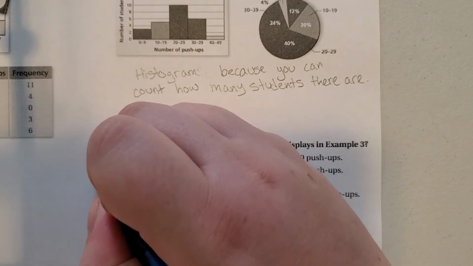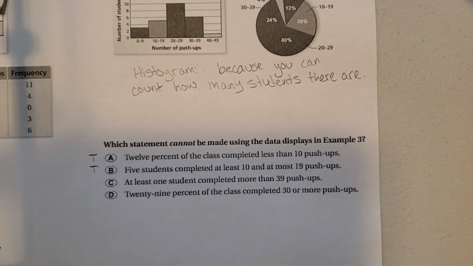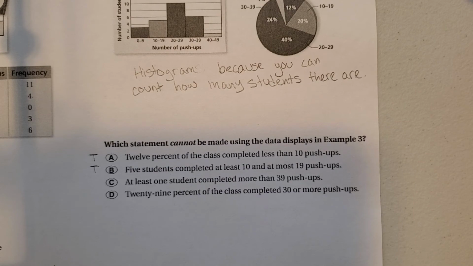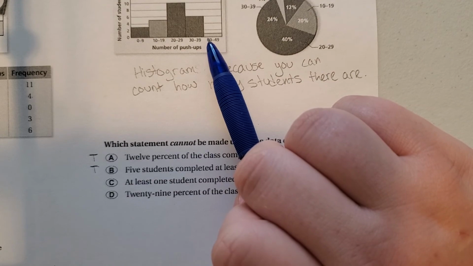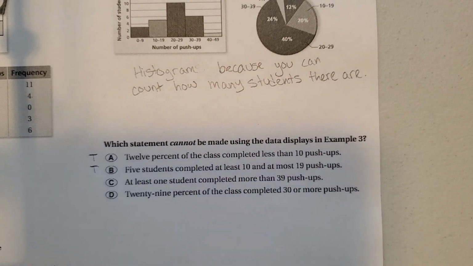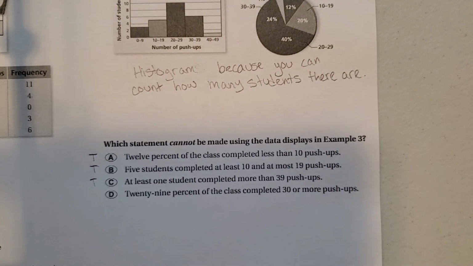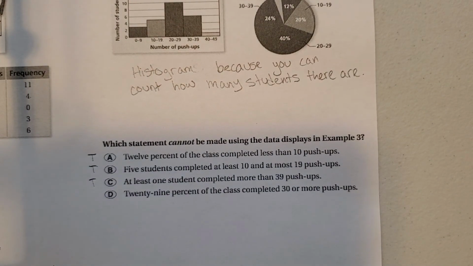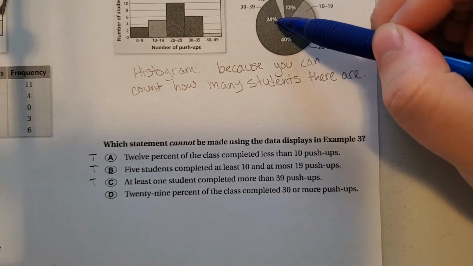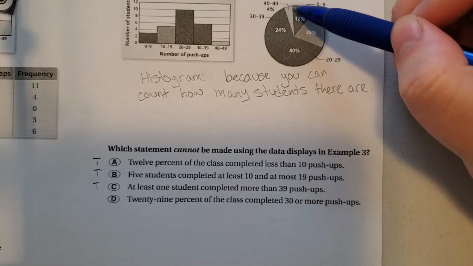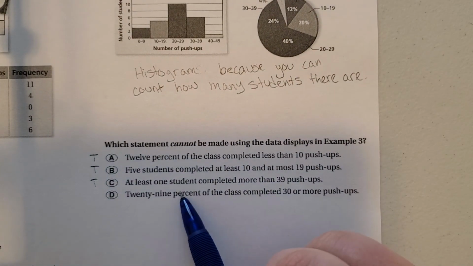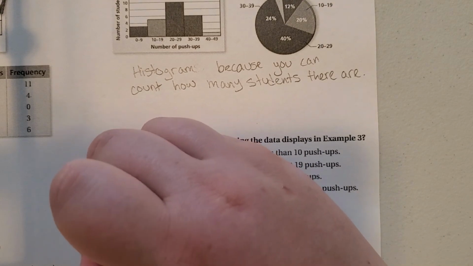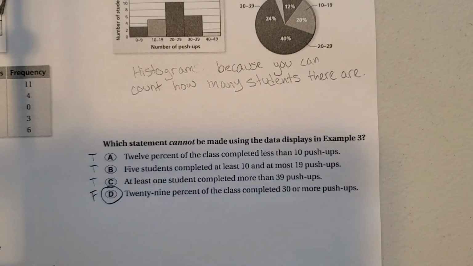So that is true. For C, it says at least 1 student completed more than 39 push-ups. If I look at more than 39, which is going to be 40 or more, it looks like, yes, at least 1 completed more than 39. And then finally, 29% of the class completed 30 or more push-ups. So for 30 or more, we have 24% plus 4%. 24 plus 4 is 28, and it says 29% of the class. So this is the one that is false. This claim cannot be made.